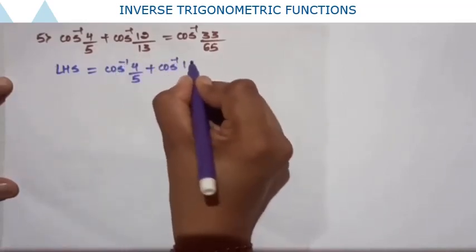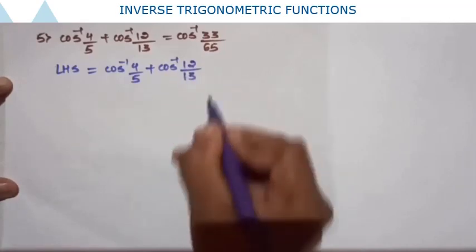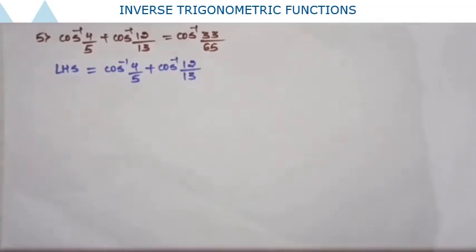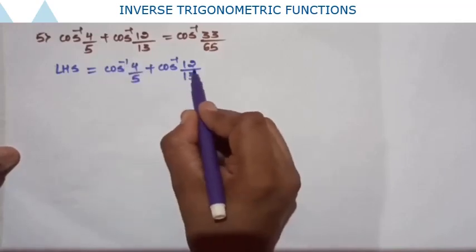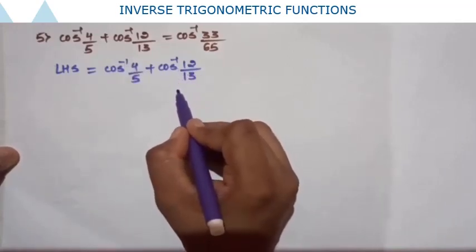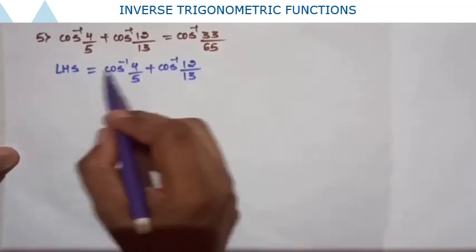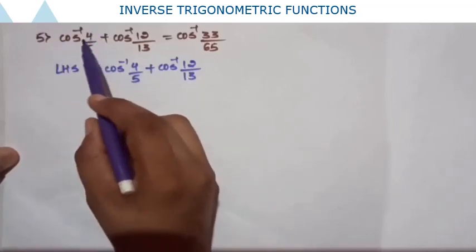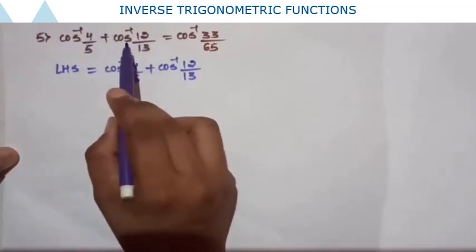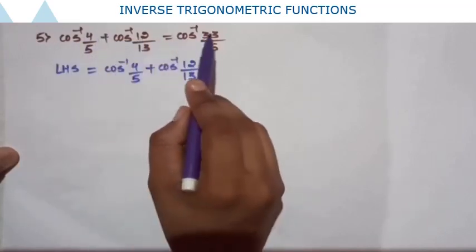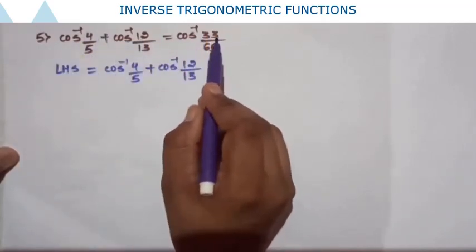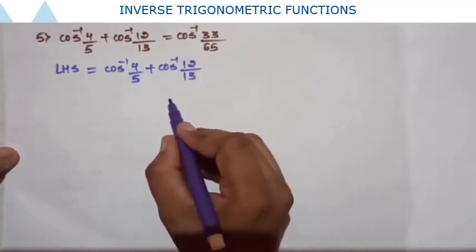Now we know only the formula tan inverse x plus tan inverse y and tan inverse x minus tan inverse y. We don't know the formula of cos inverse x plus cos inverse y. So it's better to change cos inverse to tan inverse, and here also cos inverse to tan inverse, or else you can apply another method also. Put this one as x and this one as y. You can get x plus y and apply the cos of x plus y formula. Then you can get the answer in terms of cos inverse. Whichever method you feel is easy, you do that one.